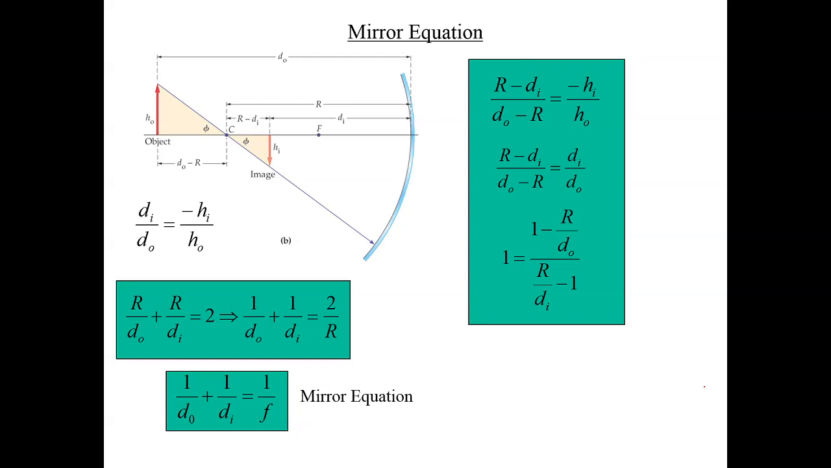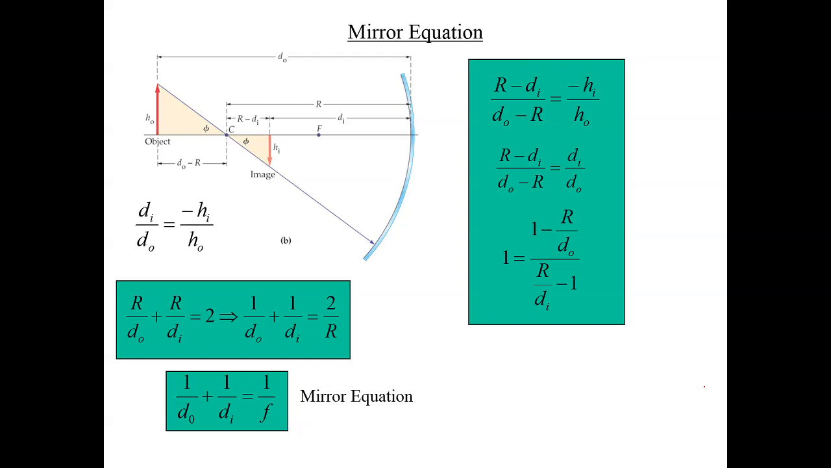By recognizing that these triangles are proportional, we find out that the radius of the sphere plus the distance to the object divided by the radius of the sphere minus the distance of the image is the same proportionality as the distance to the object divided by the distance to the image. So from there, we have some algebra to do, but when we're done, we find out that the radius divided by the distance to the object plus the radius divided by the distance to the image is equal to 2.